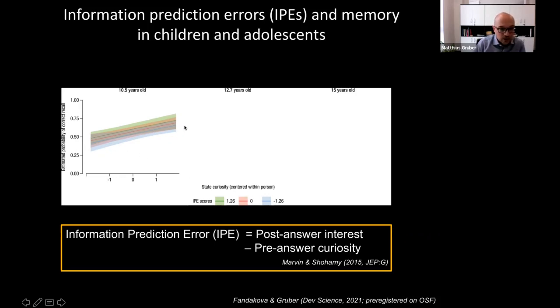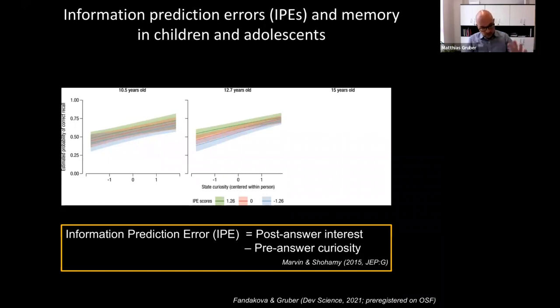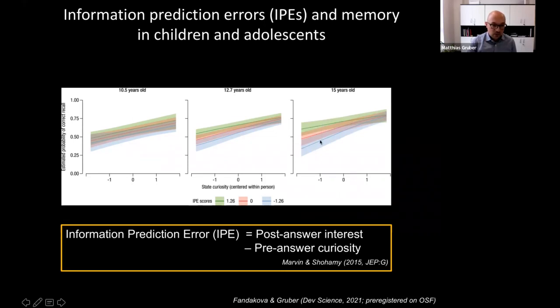And you can see here very clearly that the only modulator is curiosity. The higher the curiosity on the x-axis, the better the memory performance. But IPE doesn't seem to do anything. If we go now to slightly older kids, 2 years older, we see that these lines get further apart, and this effect is maximally different in our oldest age group, the 15-year-old children, where you can see a clear effect when curiosity was actually low.